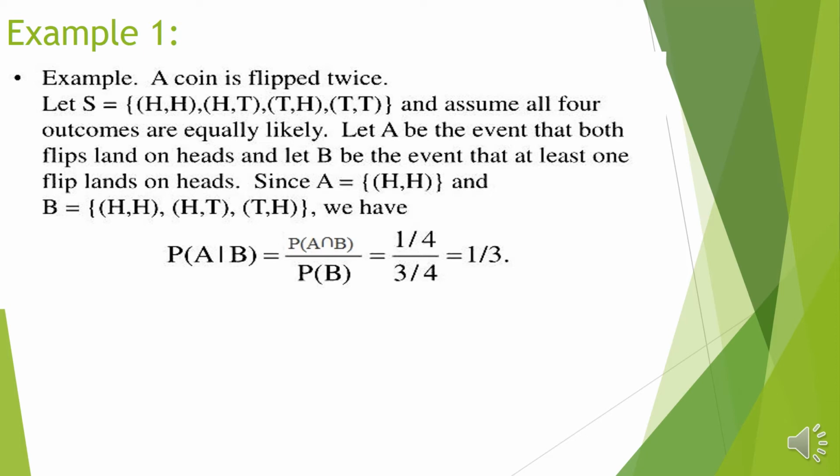Tail tail is impossible. So how many possible choices do we have for A? One single element for A. And what are the possible choices of B? We notice we have 3 choices. Here I have 1 over 4, meaning 1 out of 4, and here I will have 3 out of 4.